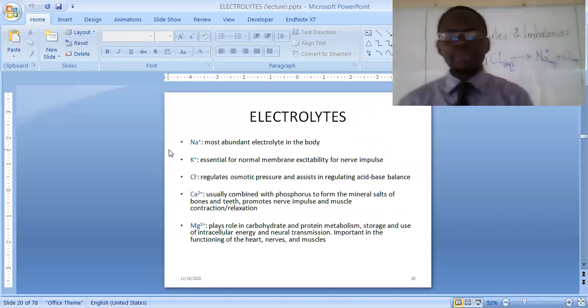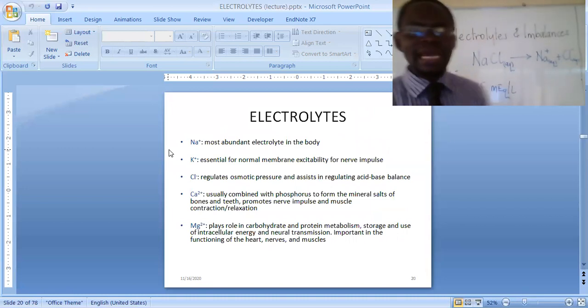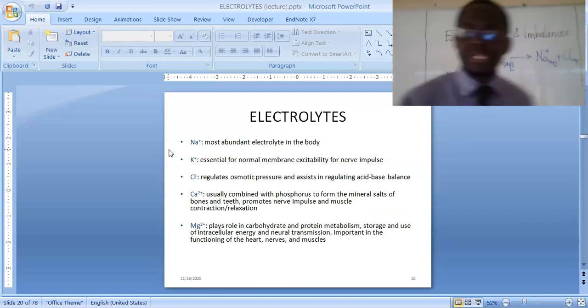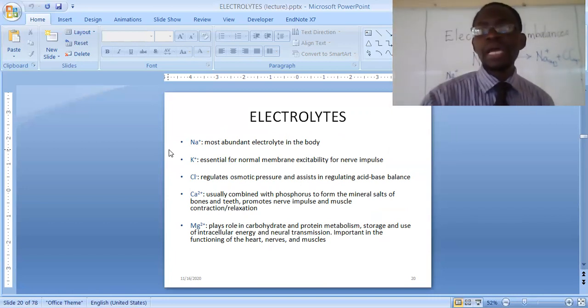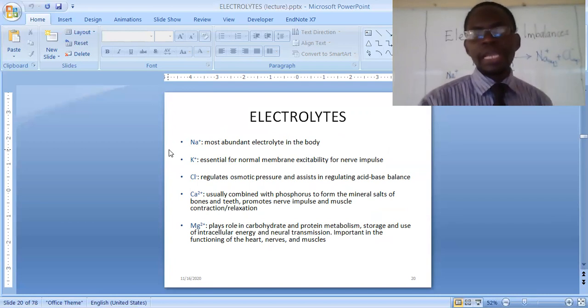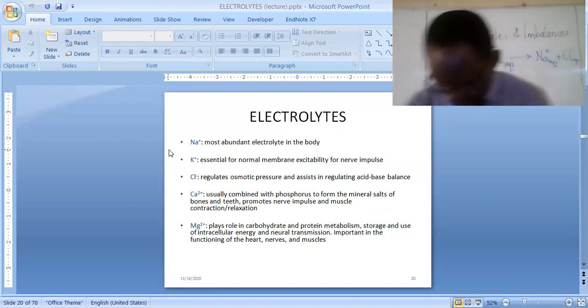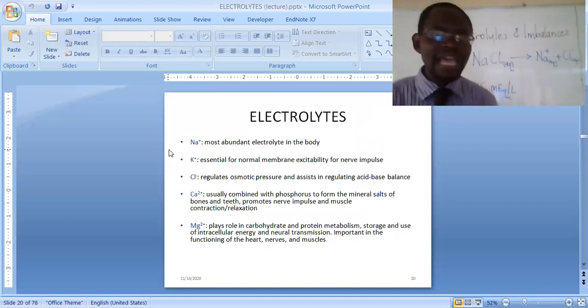Sodium is, of course, the most abundant in the body, and we have already talked about its concentration. And what did we say? It is basically found extracellular. Now, potassium is also essential for normal membrane excitability and for nervous impulses. These are the functions of these ions, as we shall see.